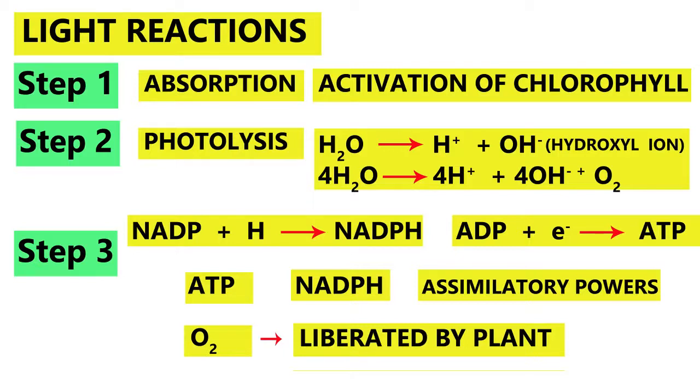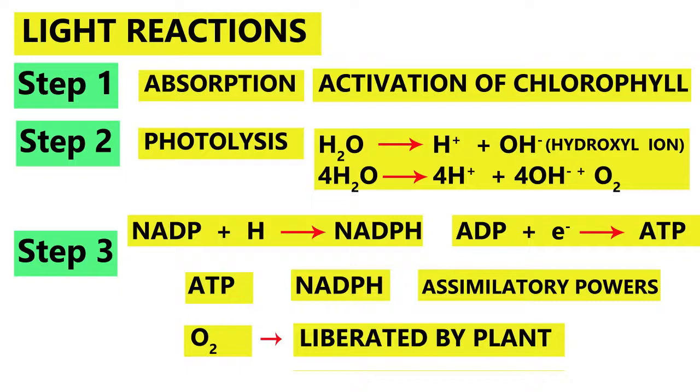light reactions. So in step 1 we have seen the absorption of the photons and activation of the chlorophyll molecule. In step 2 we have seen the water molecule is split, and this process is called photolysis. In this process the water molecule is split into hydrogens and electrons. And in step 3 we have seen that there is a compound called NADP, and that NADP has taken the hydrogen and forms NADPH. And there is another molecule called ADP that has taken electrons and becomes ATP.